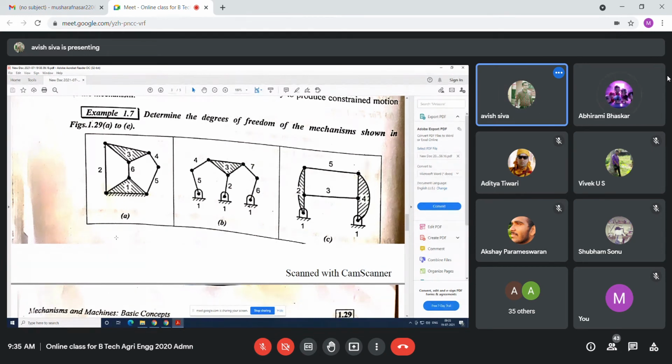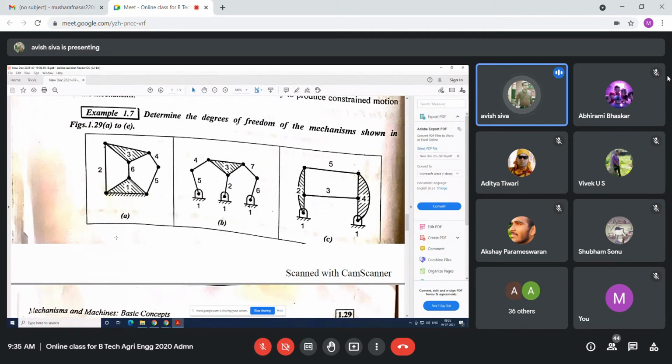7. Number of joins is equal to 7. Okay, number of joins is equal to 7. So look at the figure and remember the concept, and there you can see total number of links is equal to 6, and total number of joins is equal to 7.